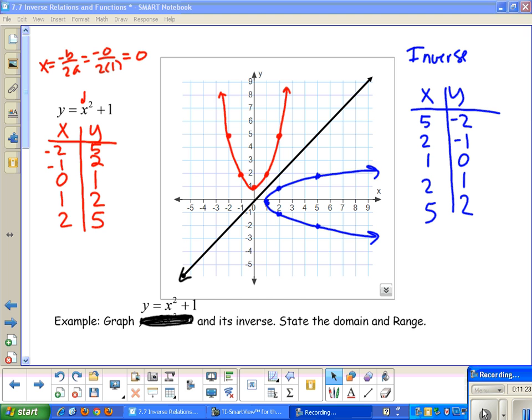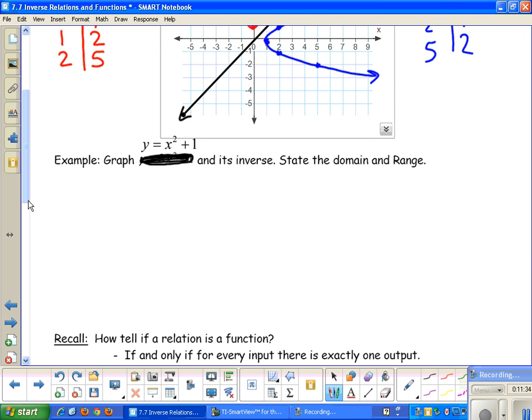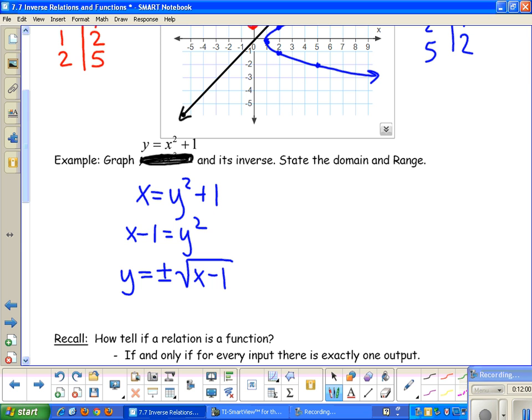Now that would be to use the tables, or if I wanted to, I could find the inverse by switching my x and my y values and solving. So let's go ahead and also do it that way. So I have then x equals y squared plus 1. So if I want to solve for y, I have to subtract the 1. So x minus 1 equals y squared. And then remember, in order to get y by itself, if it's squared, I have to take the square root to get rid of a power. And if it's an even power, don't forget that you need your plus or minus in front. So y would be equal to plus or minus the square root of x minus 1.